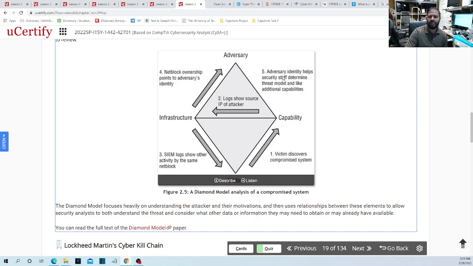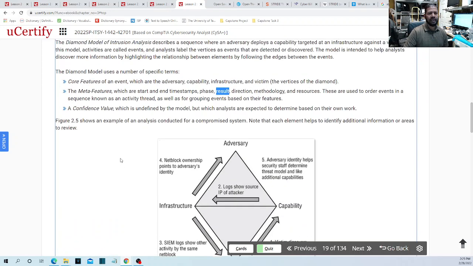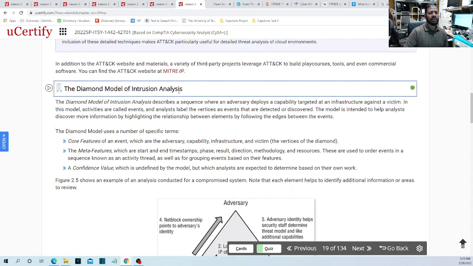Number five, adversary identity helps security staff determine threat model and likely additional capabilities. So once you understand who the adversary was, who the enemy was, at that time you are going to know more about their motivation, their reason, and what they might have done. So this model is basically to understand the attacker and their motivation. Okay, and that is called the diamond model of intrusion analysis.